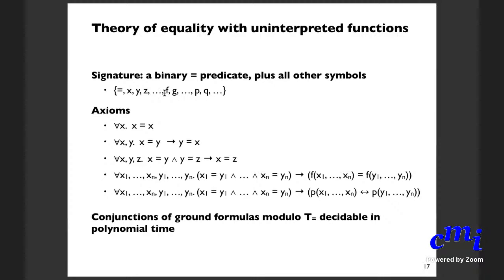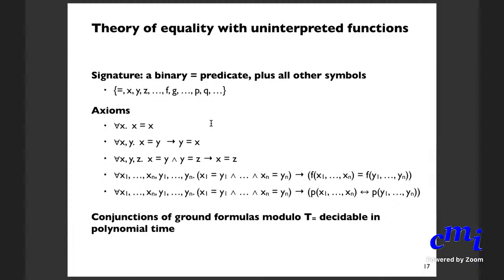And these function symbols, f, g, and it can have some predicate symbols also. And these predicate symbols and function symbols are all assumed to be uninterpreted. Okay, what does it mean?